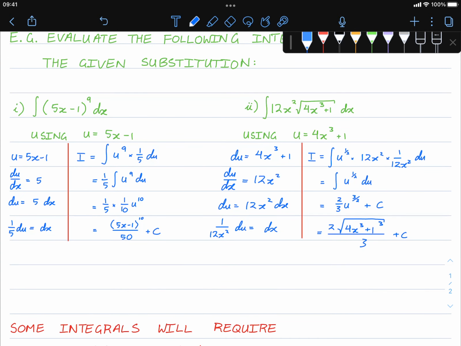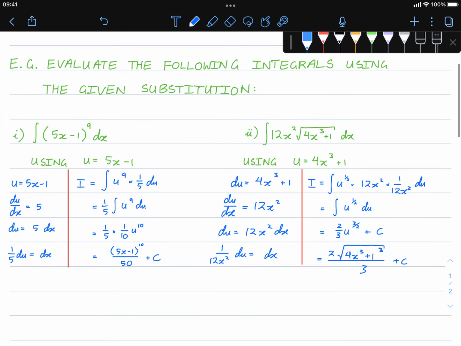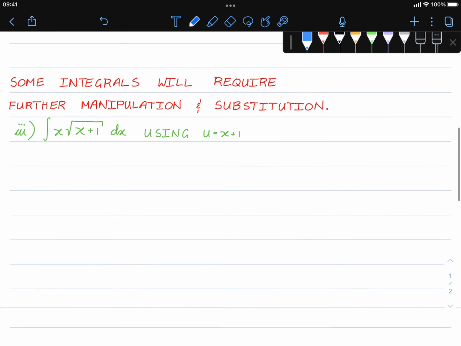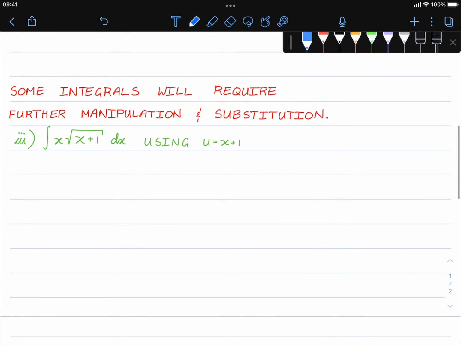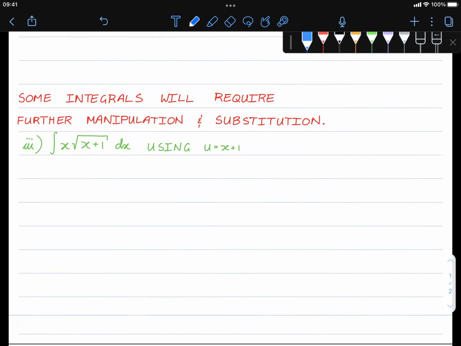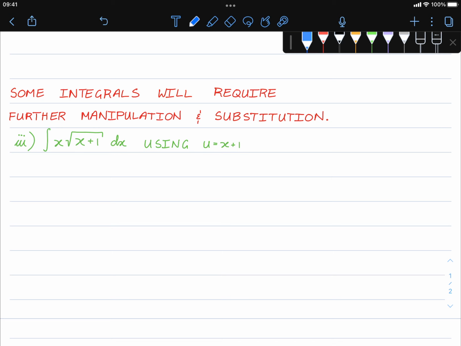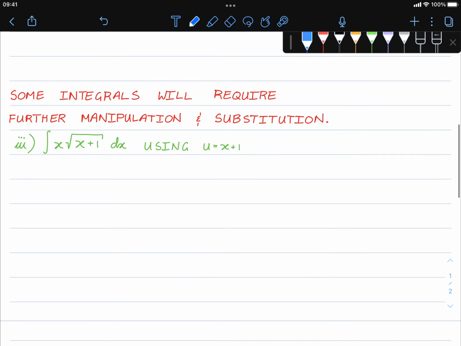All right, so let's move on to our last example. I hope you're seeing how rather simple it is. With just a little bit of practice, you get a lot better at it. But you'll see in this last example, some integrals will actually require further manipulation and substitution. You can go ahead and pause and give this a go yourself, but you'll quickly encounter a problem that we'll get through in this example.